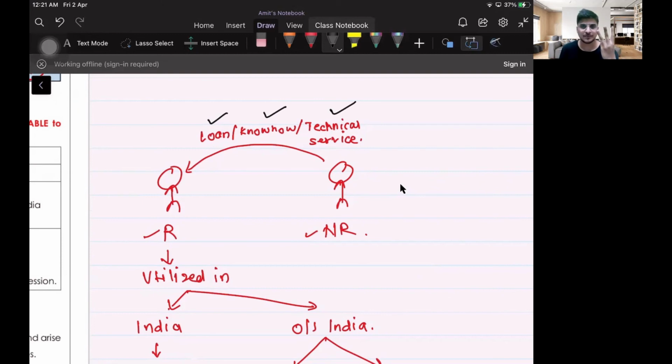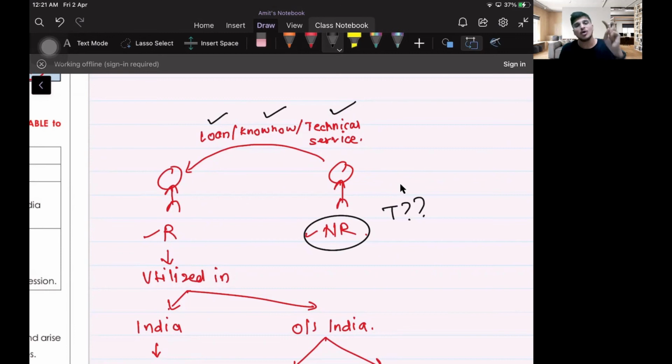So can I say these three types of incomes will be taxable in the hands of the non-resident, which are incomes in the hands of non-residents? The answer is yes. Whether that interest, royalty and FTS is taxable for this non-resident or not, what will it depend on? The utilization which is done by the non-resident.